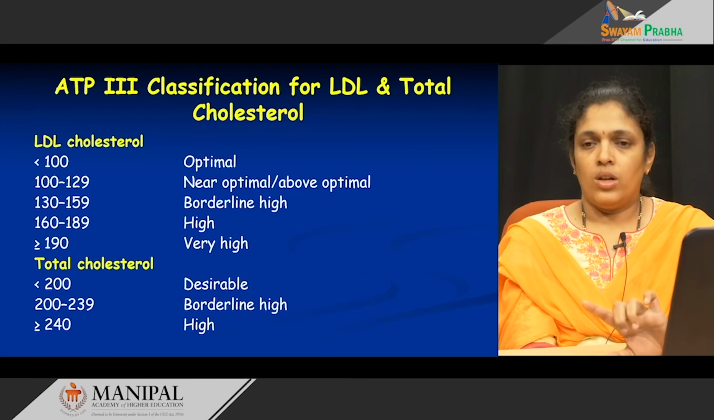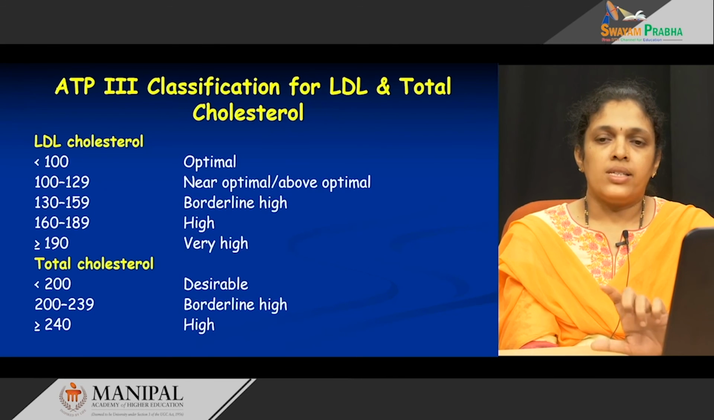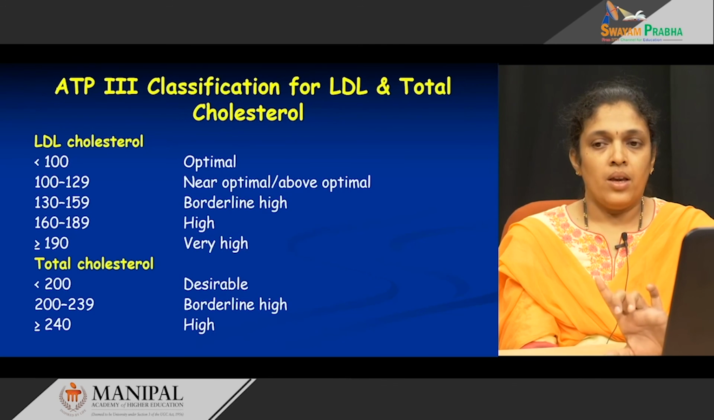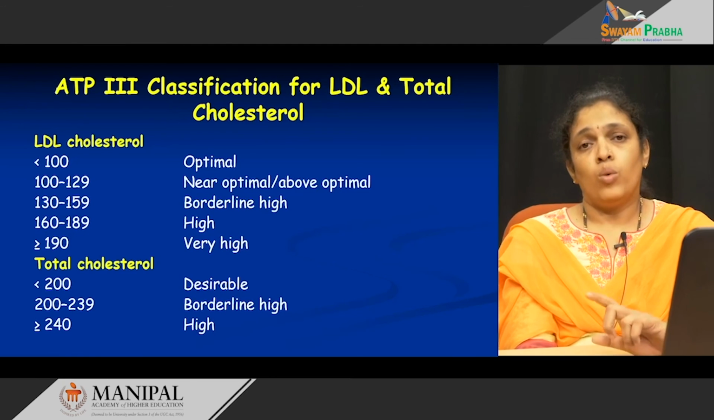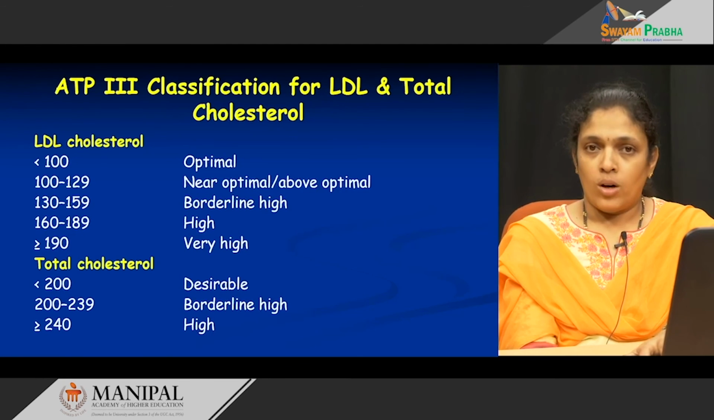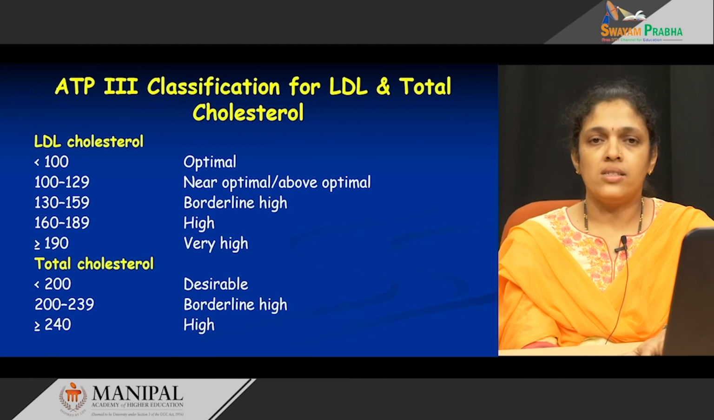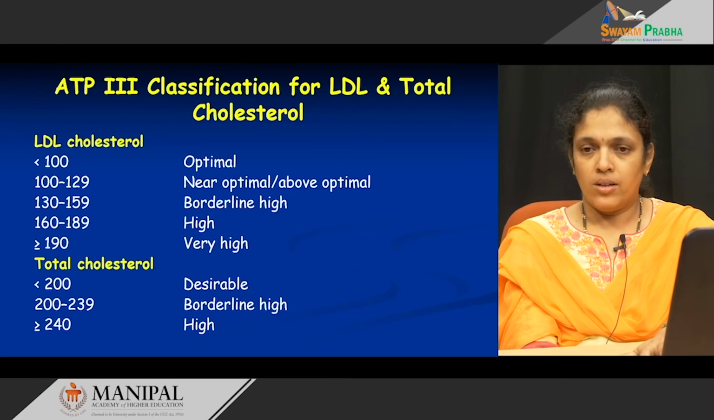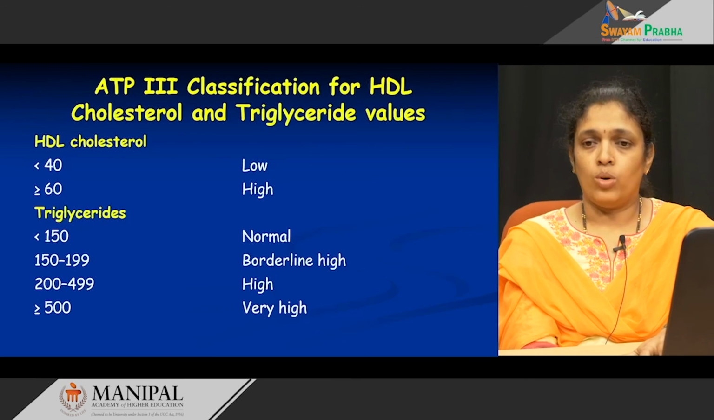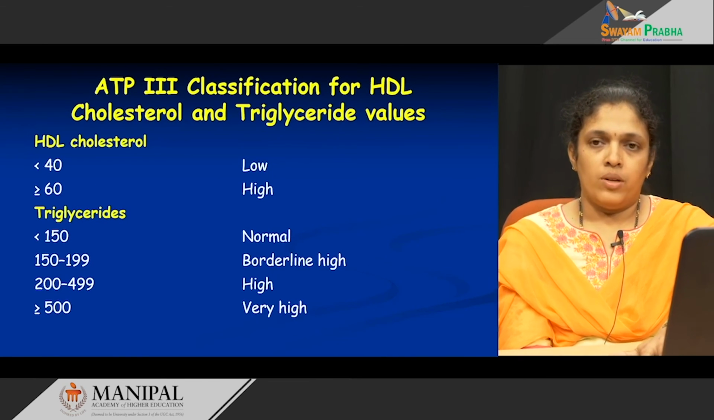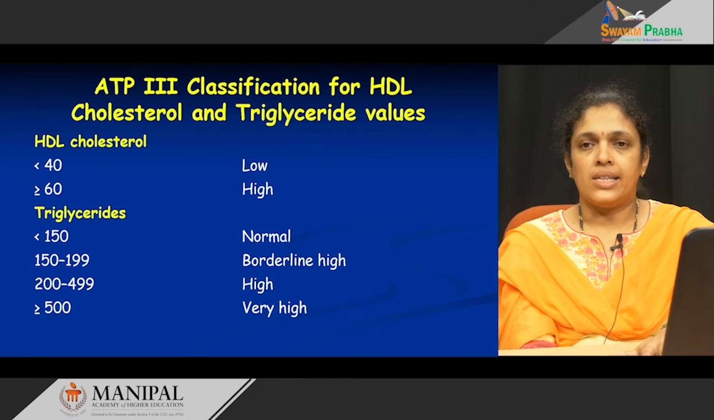If you look at the total cholesterol level, we normally would advise anybody to have a total cholesterol less than 200 milligram per deciliter. If it is between 200 to 239, then it is borderline high. If it is more than 240, it is very, very high and we would not like to have that. Again, you will have to give statins to people who have a cholesterol level of more than 240.